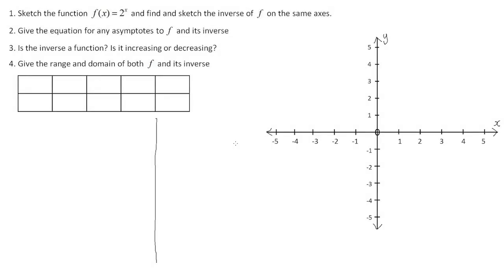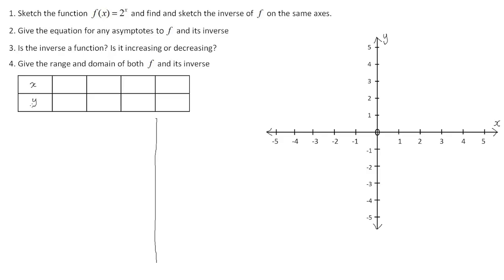Okay, let's look at the next question. Within the next question, they ask us to sketch the function f of x equals 2 to the exponential power of x, and find and sketch the inverse of the function on the same axis. Okay, right. So what do we have here? Okay. Let's use the table method once again. We have x and we have y.